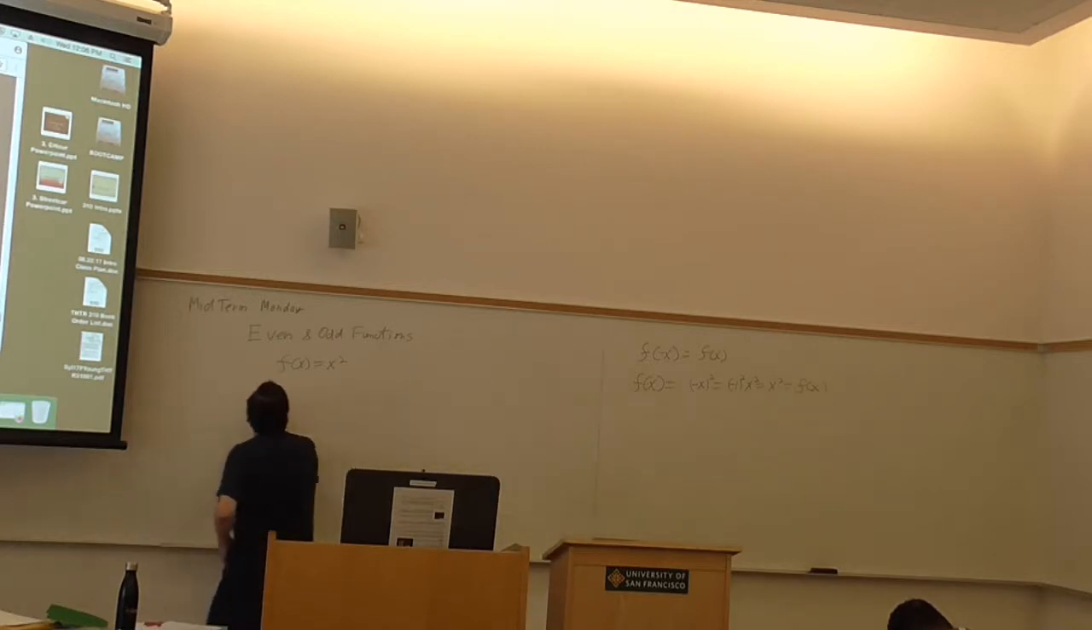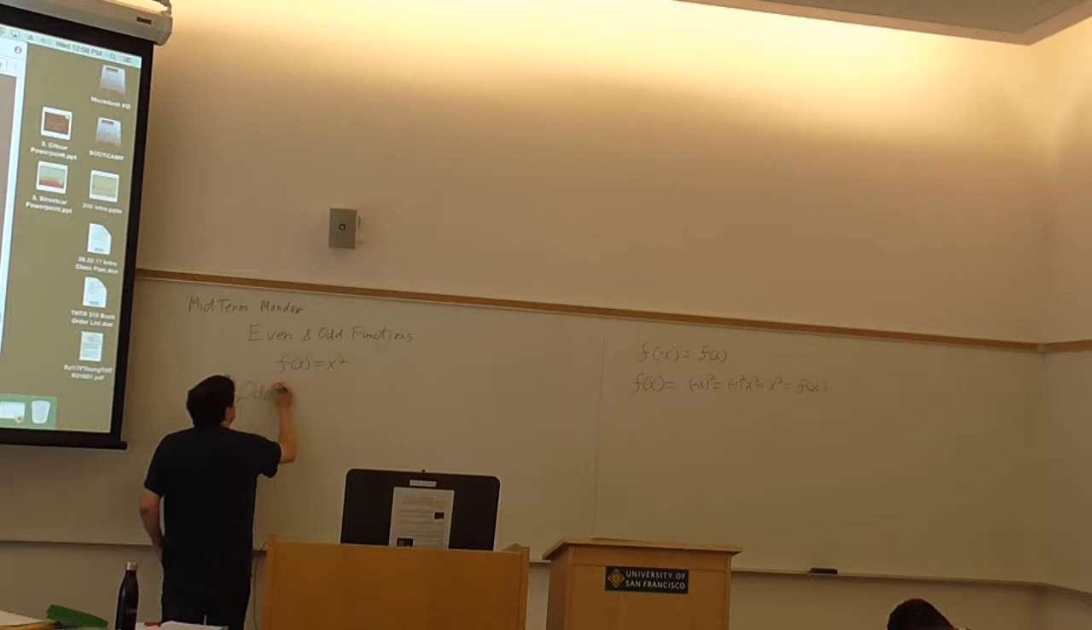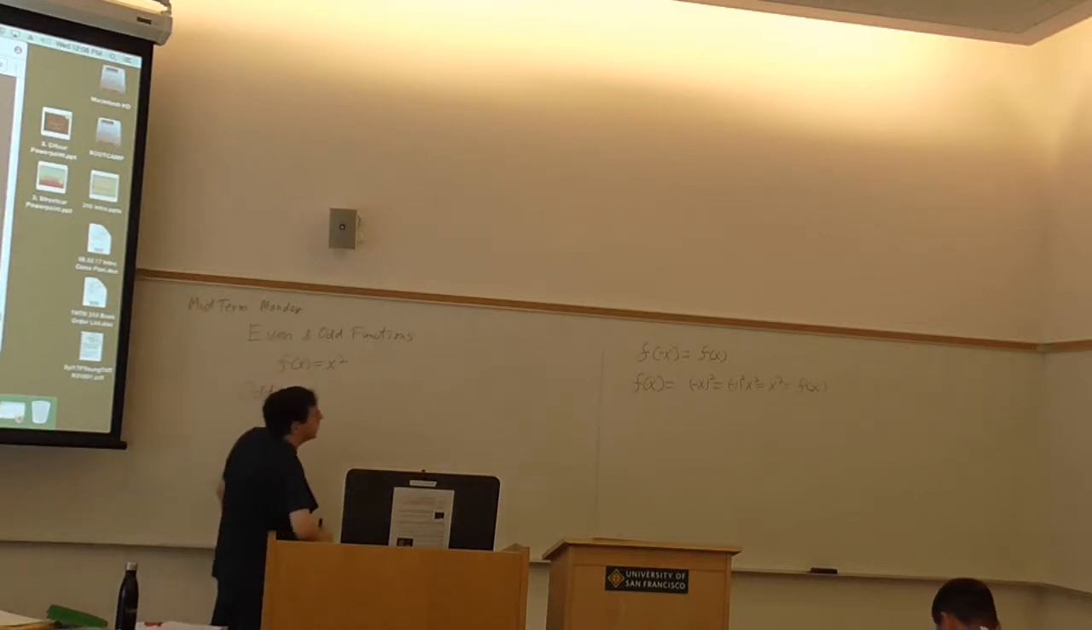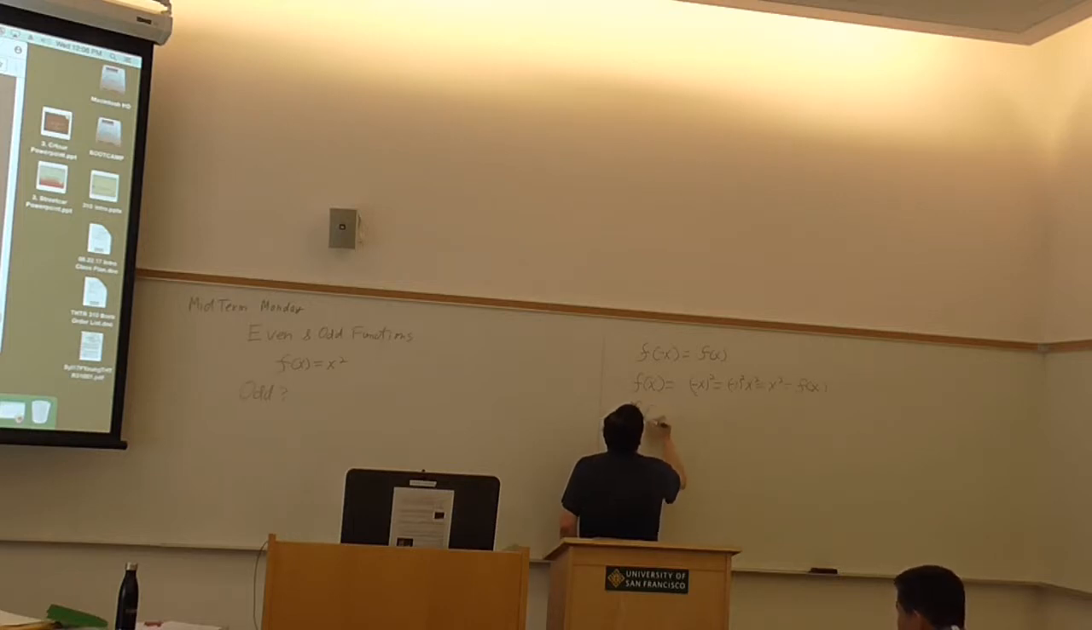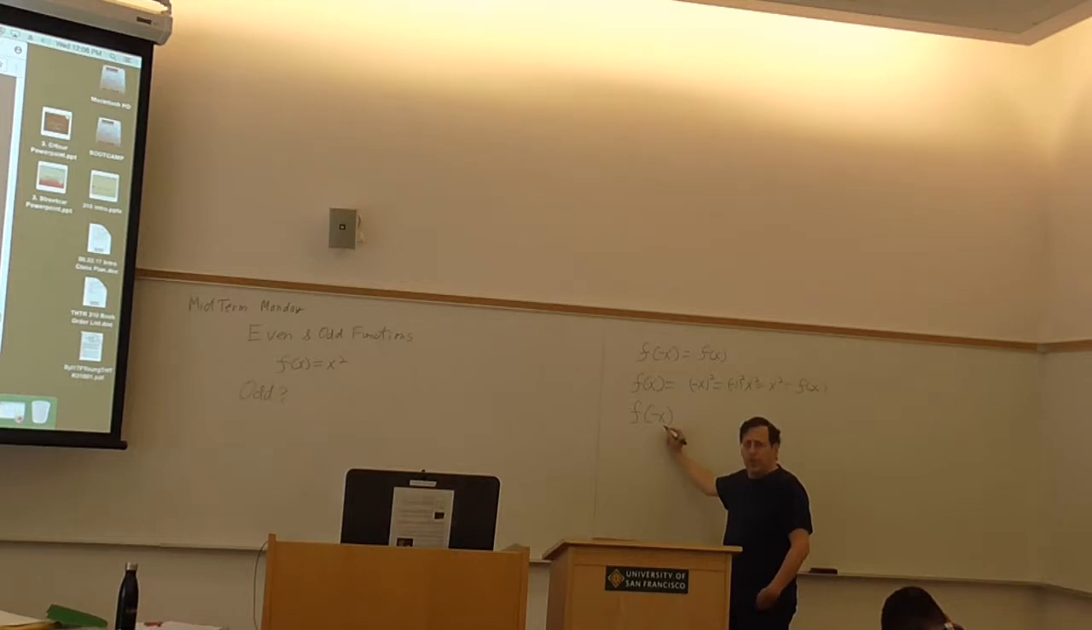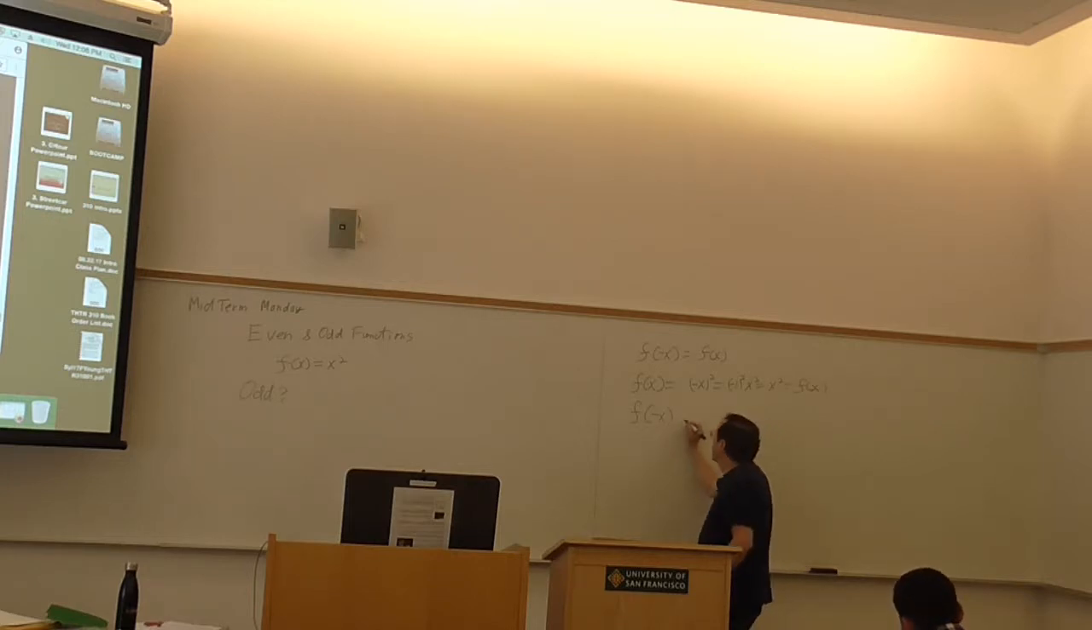Let's look at an odd function. What's an odd function? Well, the definition of an odd function is f of minus x. In other words, we change the independent variable, we multiply it by minus 1, is minus f of x.